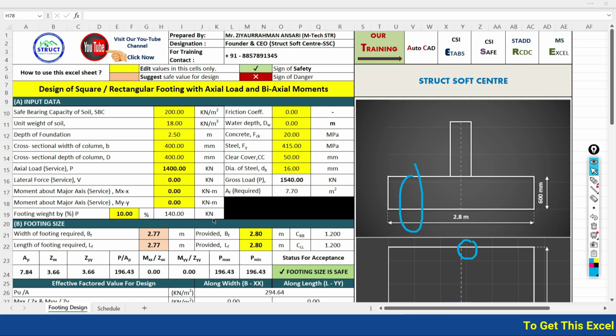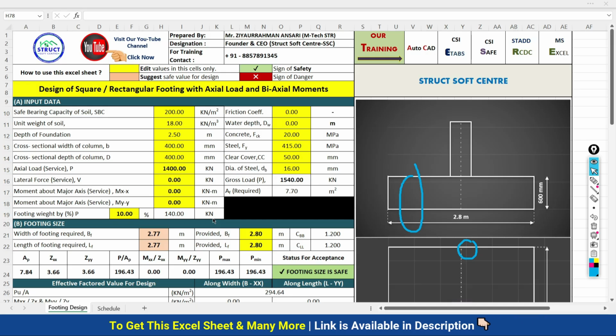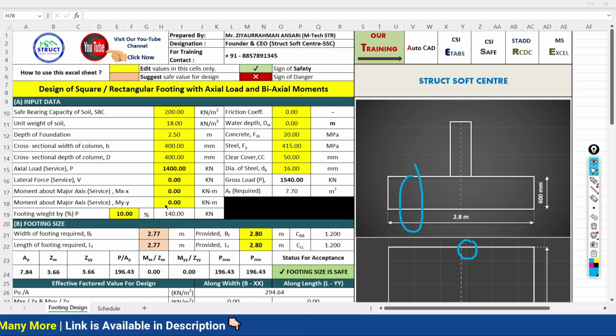And guys, you can design rectangular footings, you can design uniaxially loaded footings, meaning axial load plus moment about one direction, and axial load plus moment about both axes, meaning in both directions. If moment is present, that also you can design by this Excel sheet. So every type of pad footing you can design by this spreadsheet.